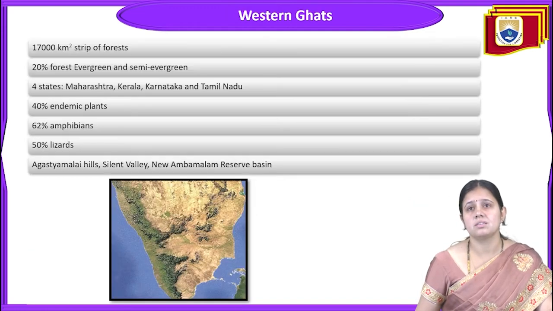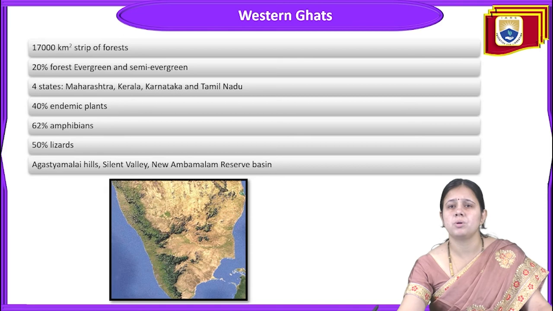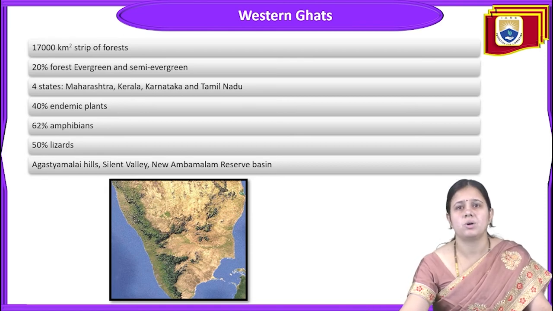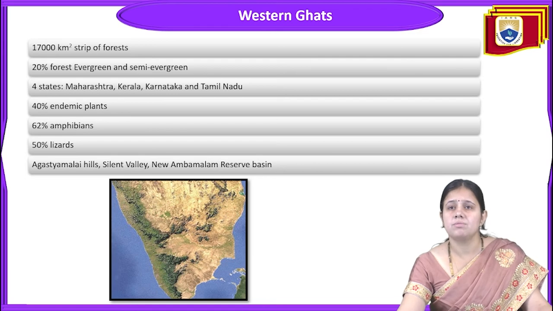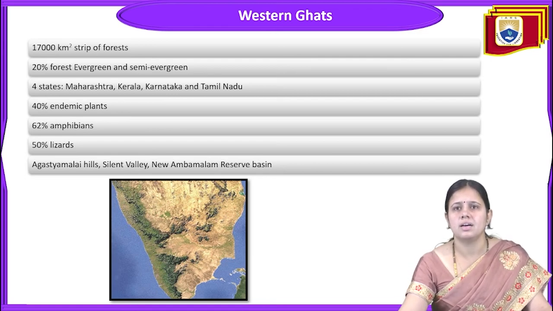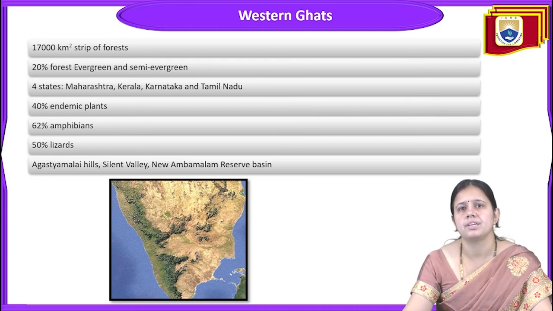Now we come to the next hotspot of India, the Western Ghat. The Western Ghat is another hotspot of India. It covers 4 states of India: Maharashtra, Kerala, Karnataka and Tamil Nadu. It covers around 17,000 square kilometers of forest strips.